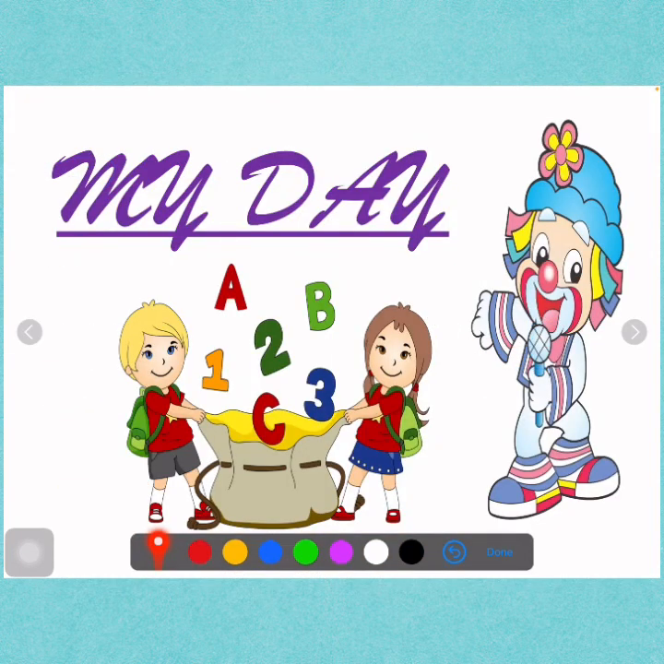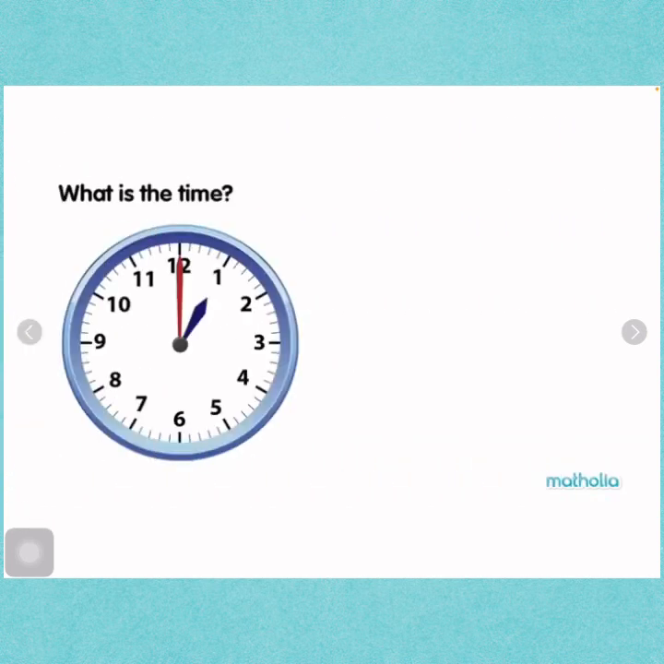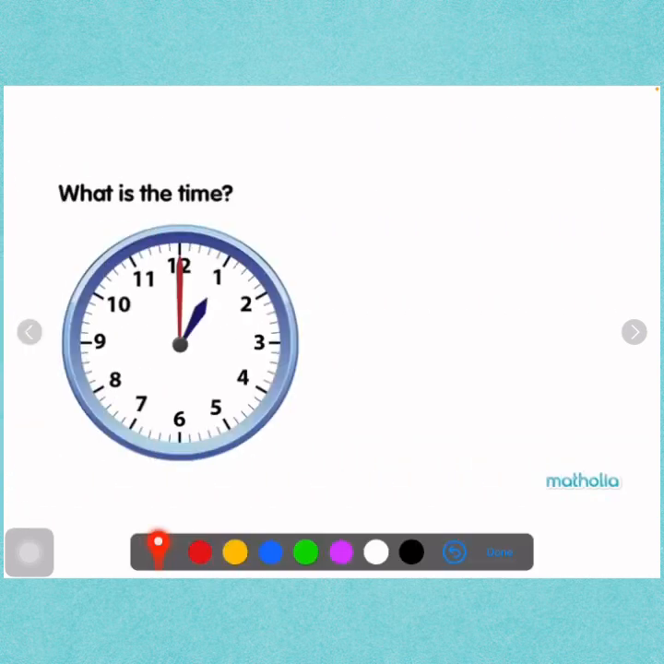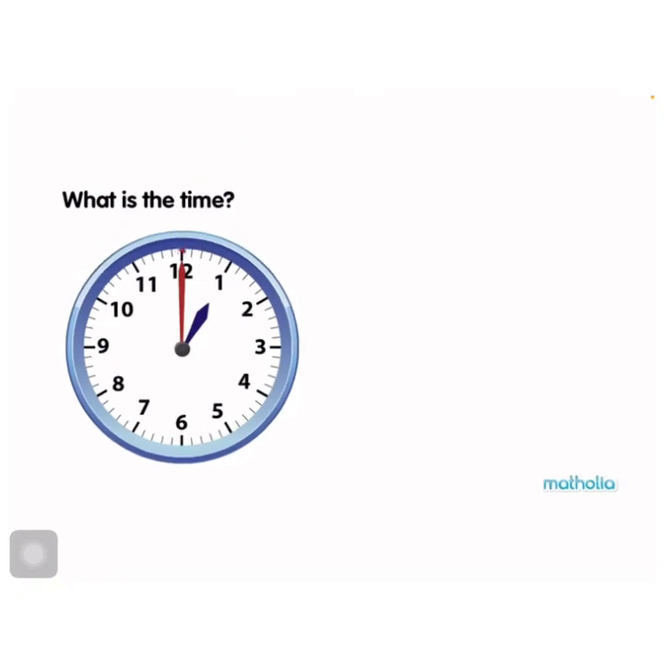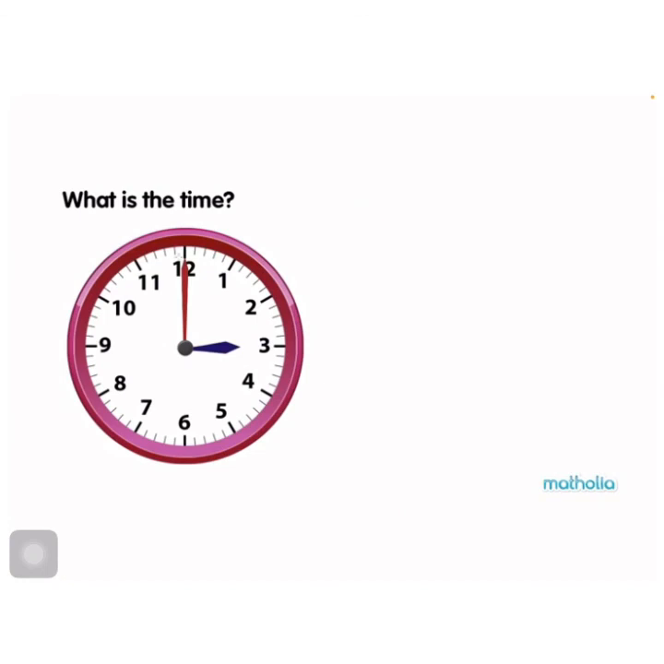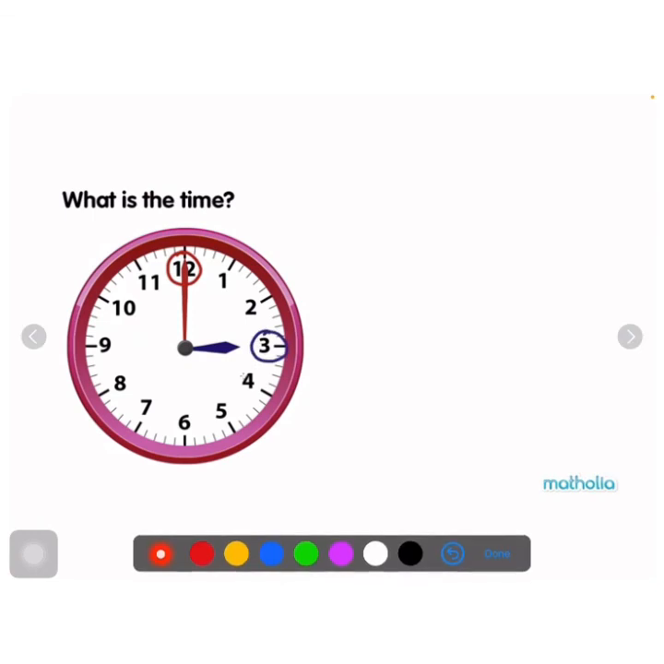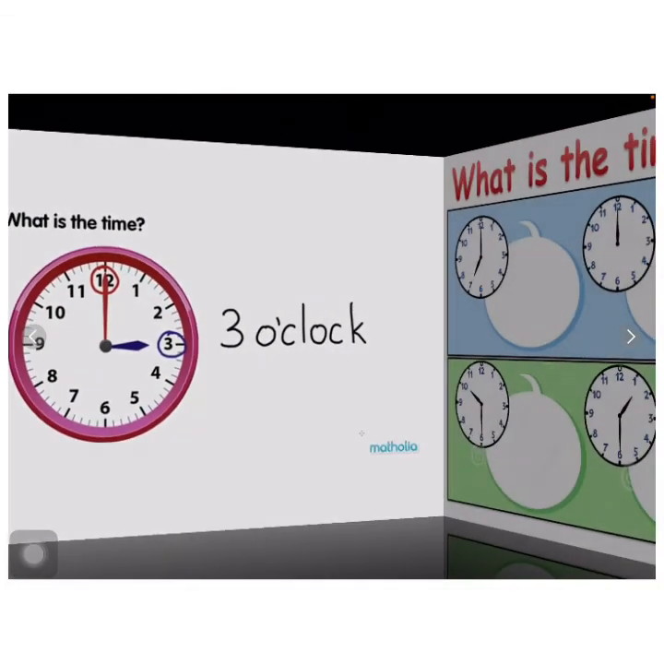Okay, girls, now we are going to revise the time. Let's see this video. What is the time? The long hand is at 12. The short hand is at 1. It's 1 o'clock. What is the time? The long hand is at 12. The short hand is at 3. It's 3 o'clock. Excellent, girls.